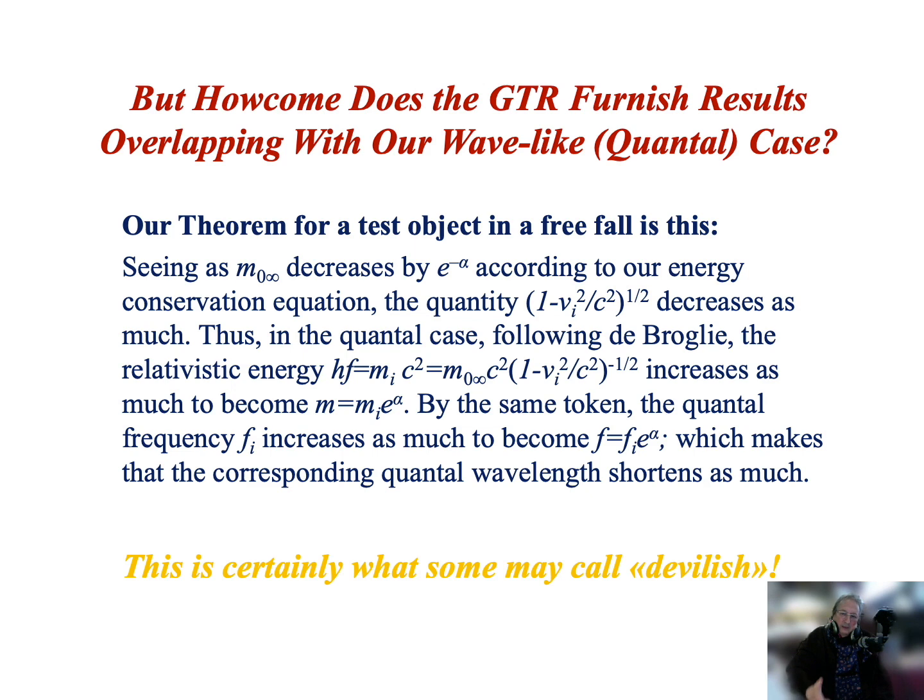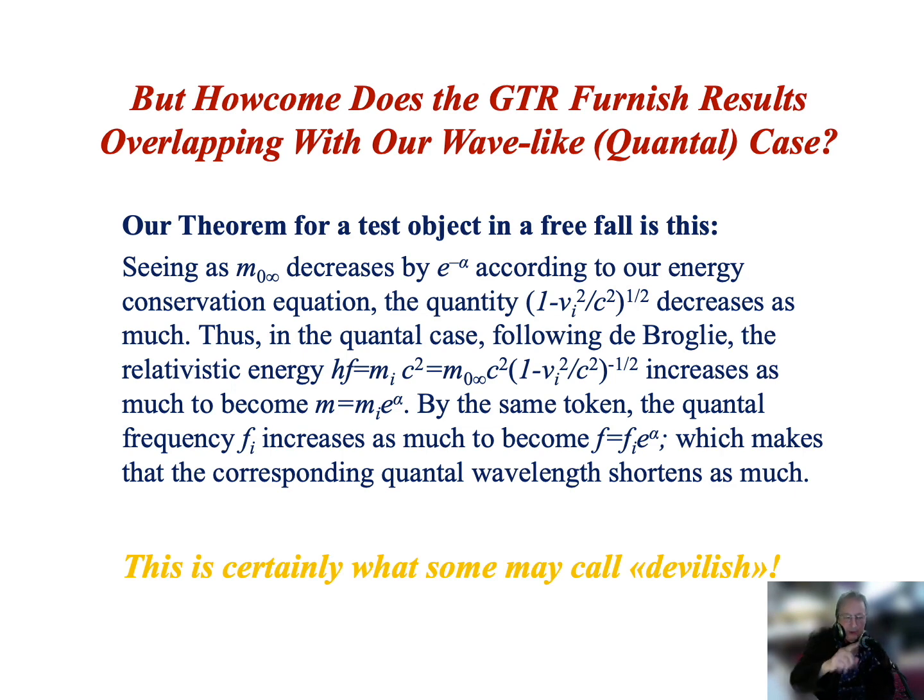Okay, now we had to ask ourselves this question: how come the general theory of relativity furnishes results overlapping with our wave-like quantum case? This is also explained in the paper I cited, in our paper published in Annals of Physics about a year and a half ago. So, if a quantal object, meaning an object behaving wave-like, behaves quantally, meaning that we can write for this object Louis de Broglie's foundational equation, hf = mc². And the equation of motion I presented a few slides ago was based on that equation. So, that equation brings up a very interesting rest mass dynamics.